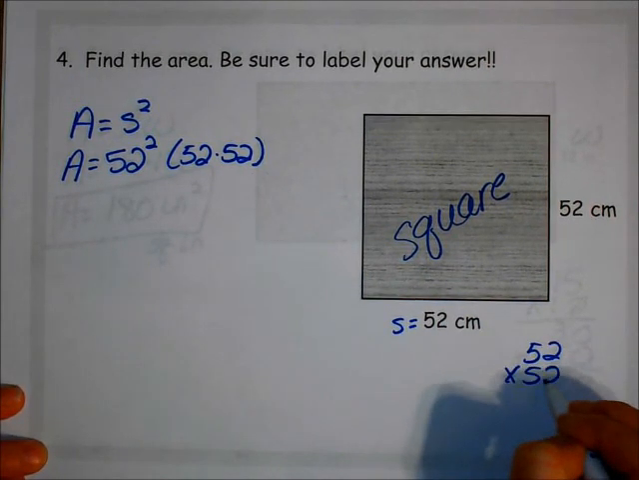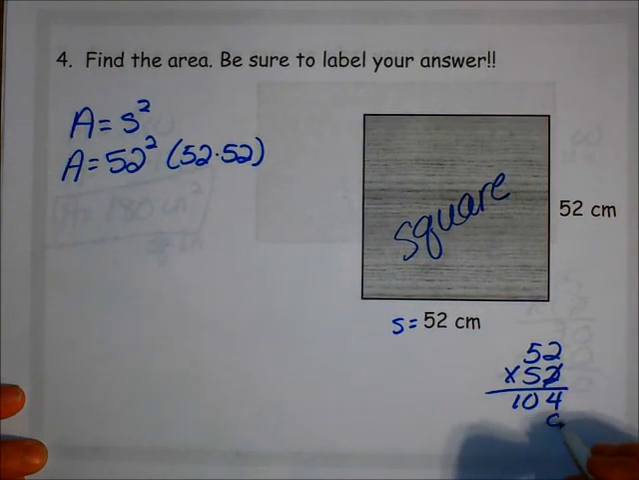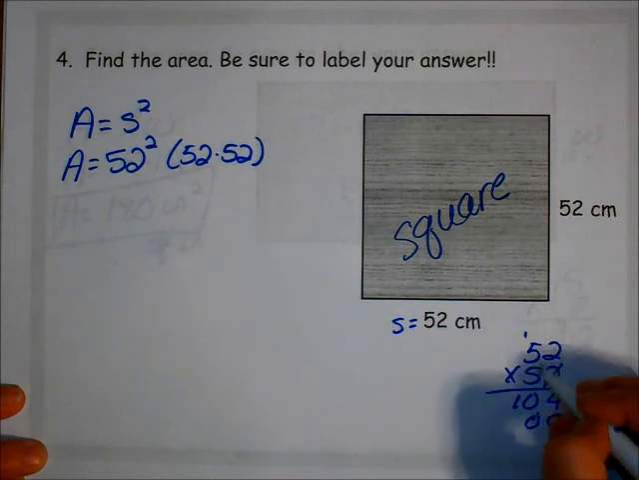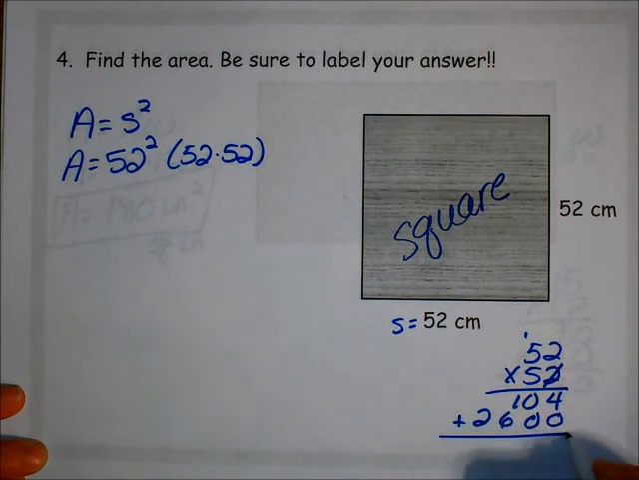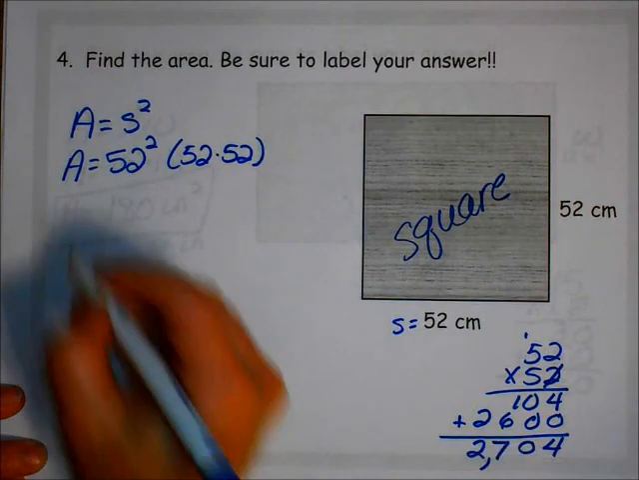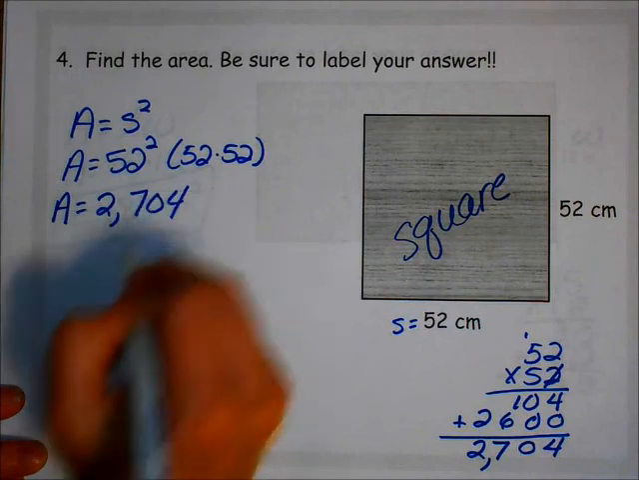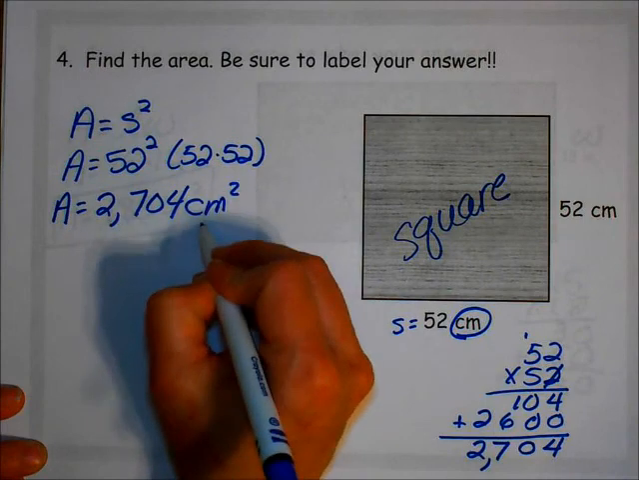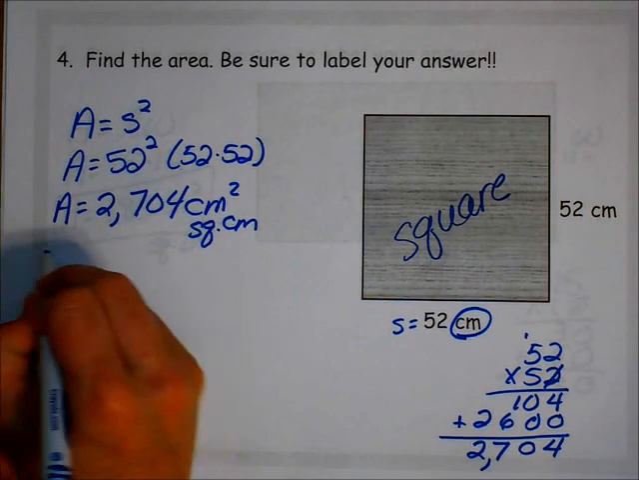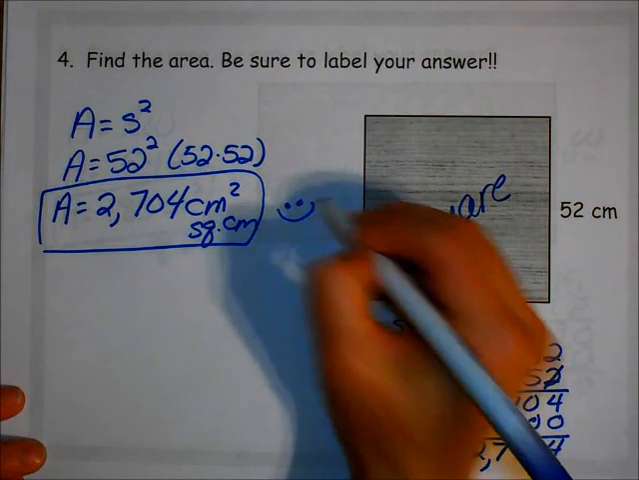I'm going to come to my margin and multiply. 2 times 2, 4. 2 times 5 is 10. Add a 0. 5 times 2 is 10. Carry the 1. 5 times 5 is 25. Plus 1 is 26. I'm going to add 4, 0, 7, 2. So the area of my square is 2,704. Make sure you label it centimeters squared, or you could say square centimeters. If you got it right, give yourself a smiley face.